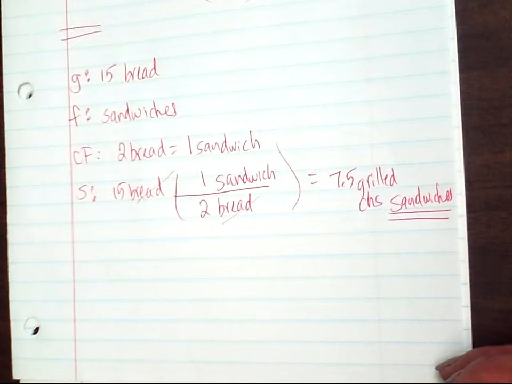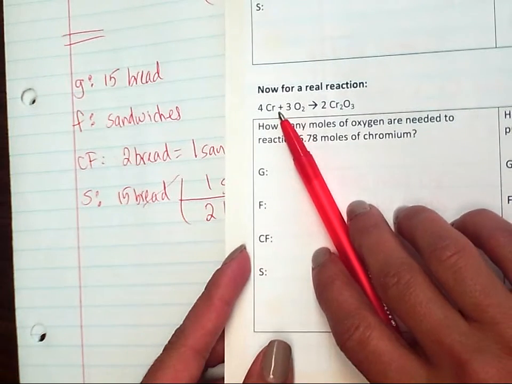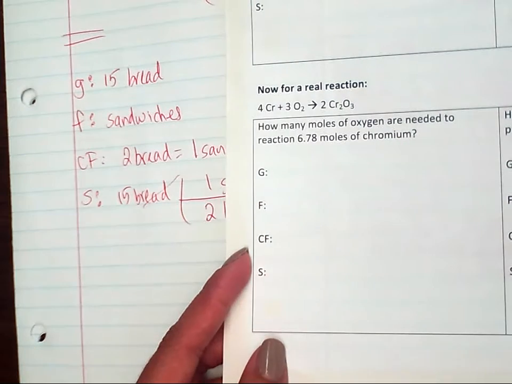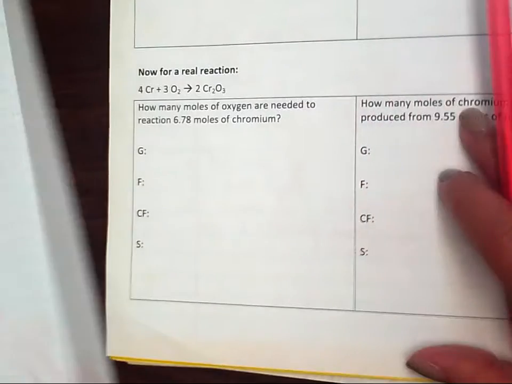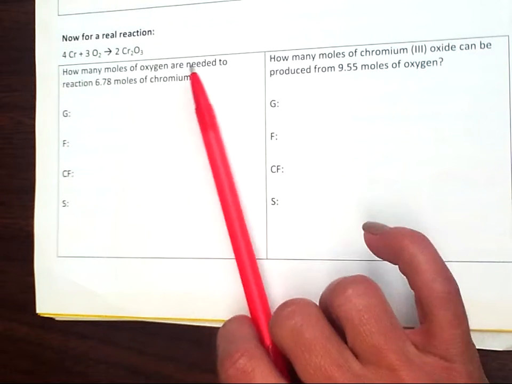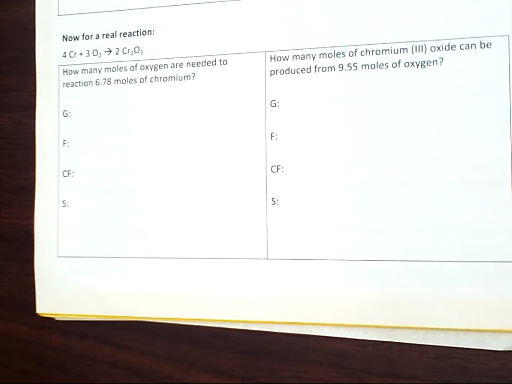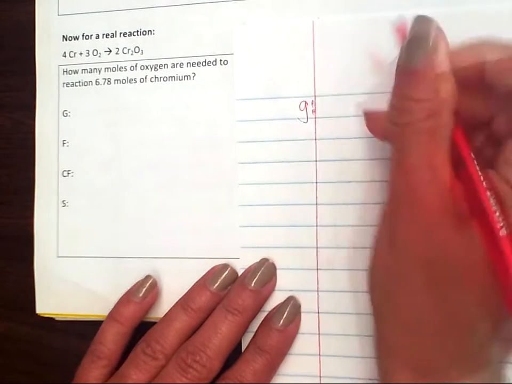Don't let the fact that they're called moles confuse you. It's exactly the same thing. So, when you look at this next example, rather than bread and cheese, we're talking about something else, and instead of the 2-3-1 ratio, now we have 4-3-2. So let's try this next one. Suddenly, you guys see moles and you get scared, but don't. Because look, how many moles of oxygen are needed to react 6.78 moles of chromium? Now, when you do the conversion factor, you're still using the balanced equation to do it. So, the given is what?